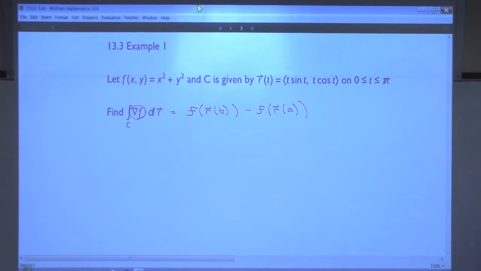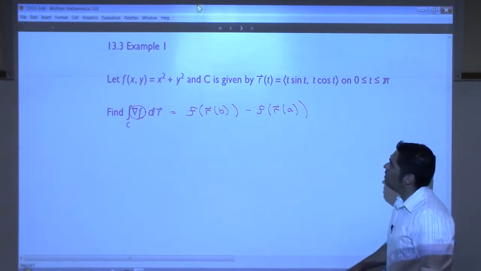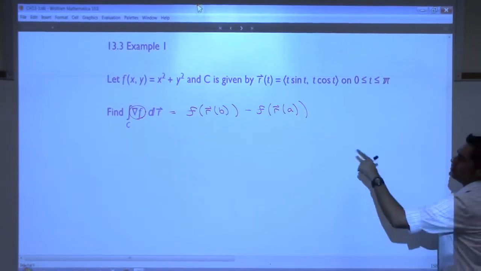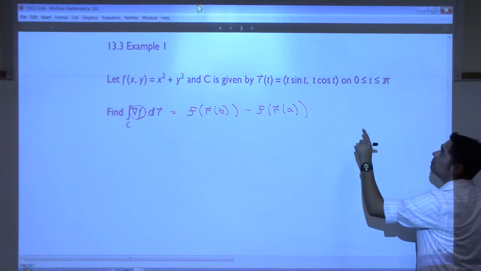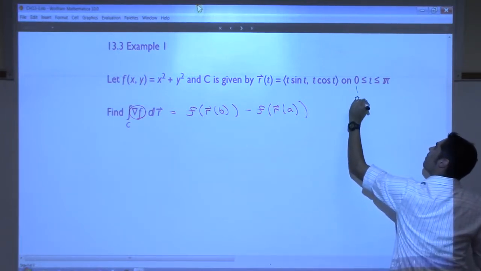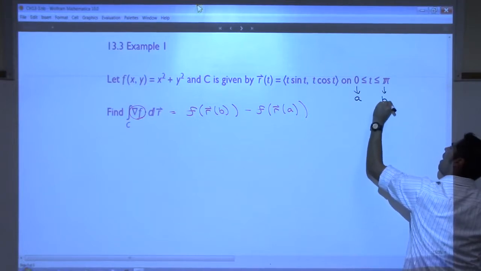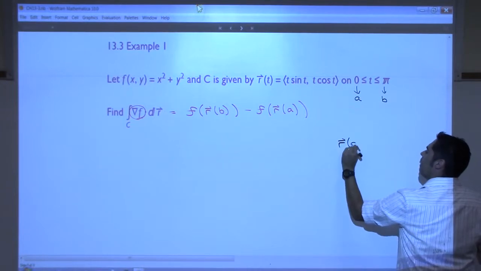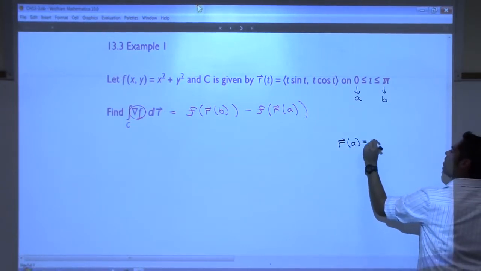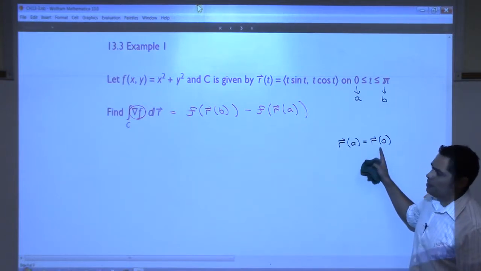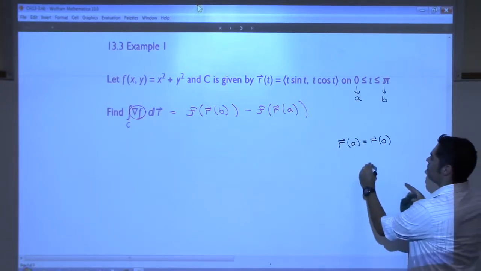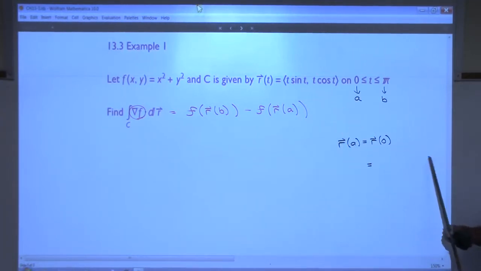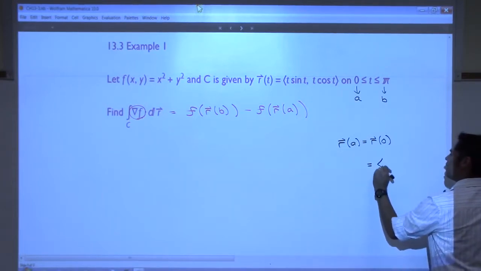Understand? Now, what is r of b? Well, what's a, what's b here? A is 0, and b is pi. So let's figure out what's r of a. Well, that's r of 0. And that means where am I on the curve when I plug in 0? So plug 0 into the curve function for t, and you get 0, 0. So I get the vector 0, 0. Understand?